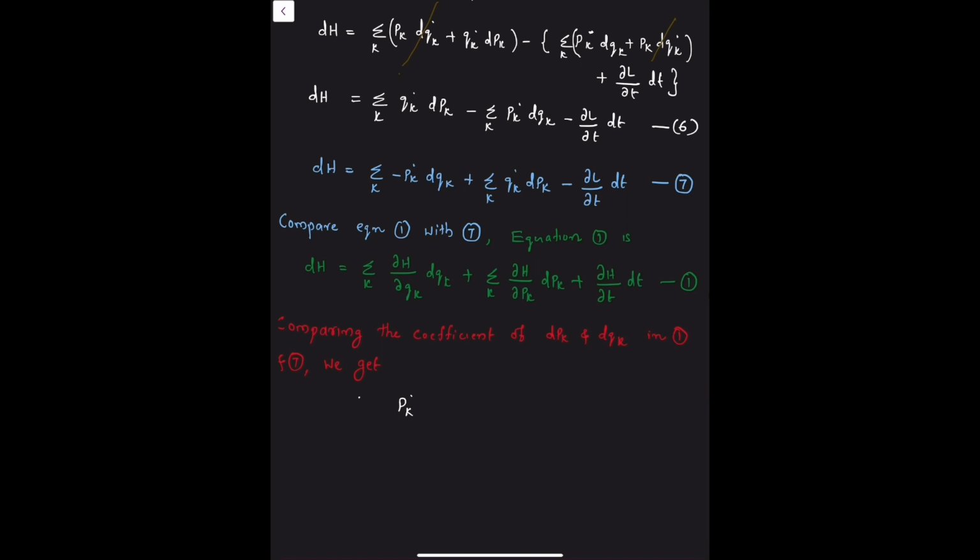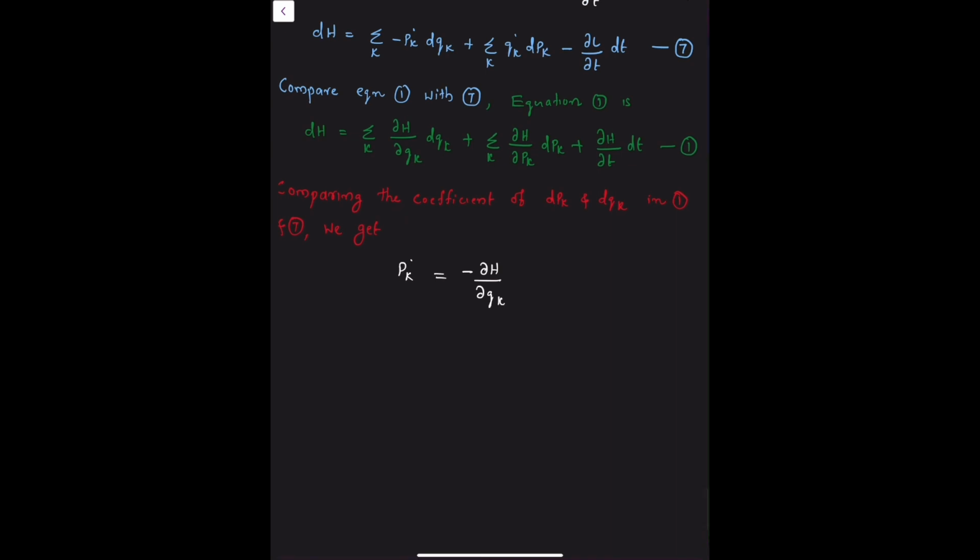Now first let us compare the coefficient of dqk. The coefficients must be equal, that is pk dot must be equal to minus ∂H/∂qk. And now let us compare the coefficient of dpk. That gives the result qk dot is equal to ∂H/∂pk. And now let us compare the last term, the coefficient of dt, that is ∂H/∂t is equal to minus ∂L/∂t.